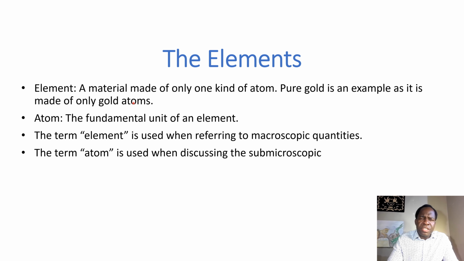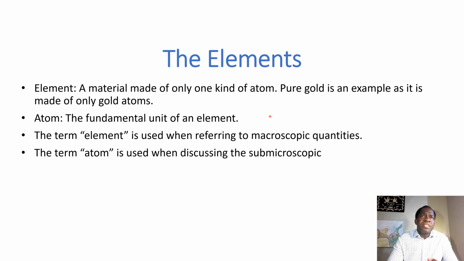So the first definition we can apply to elements is that an element is a material made of only one kind of atom. If you take pure gold, it is made of only gold atoms. What is an atom? An atom is the fundamental unit of an element.